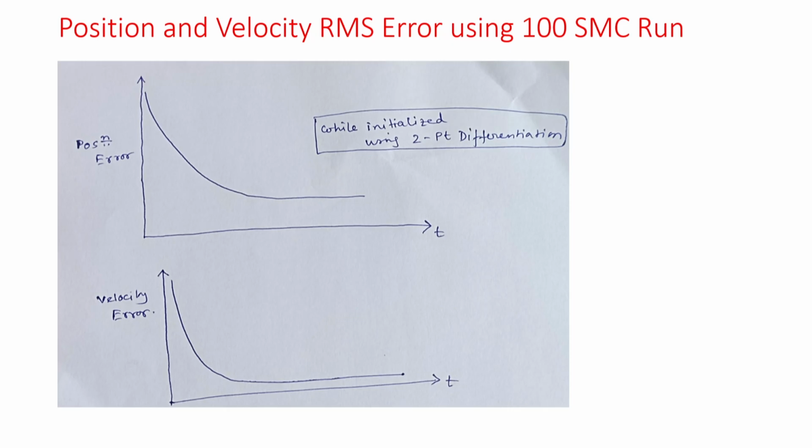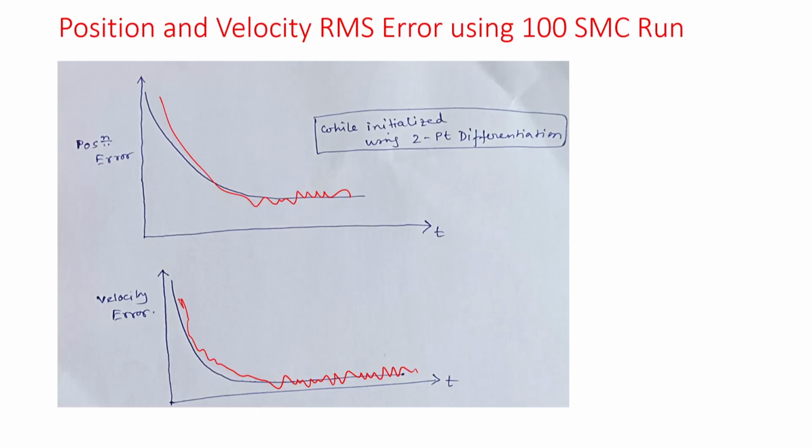In a single run, the error will be jagged. The more runs you take, the more RMS error you calculate, or error standard deviation, whatever you calculate, you will get simply some stable curve like this. This jaggedness will go away. So, this is the position velocity plot I have just shown.